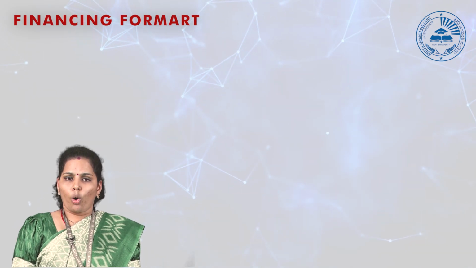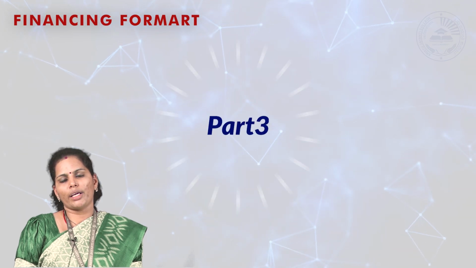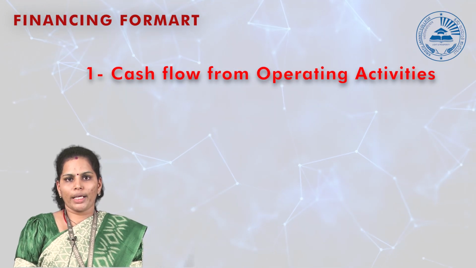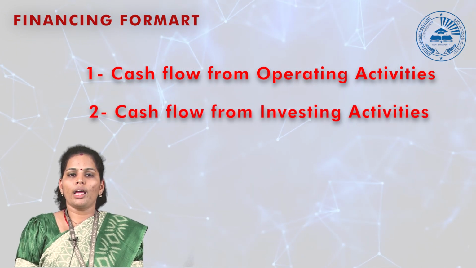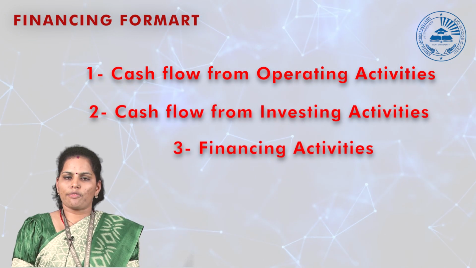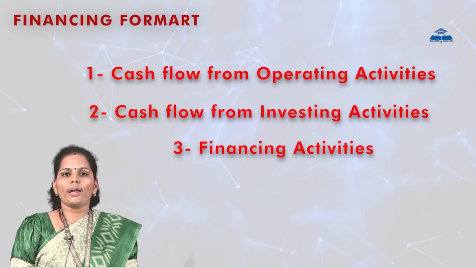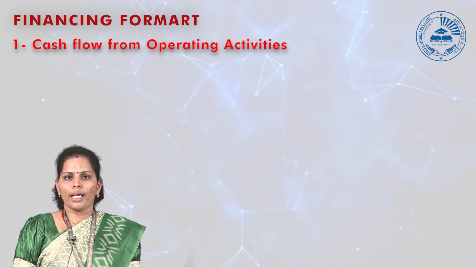As we already discussed, the total cash flow statement has how many parts? Three parts. One is cash from operating activity, the second one is cash from investing activity, and the third one is cash from financing activity. First, we will see what items are included under cash from operating activity.